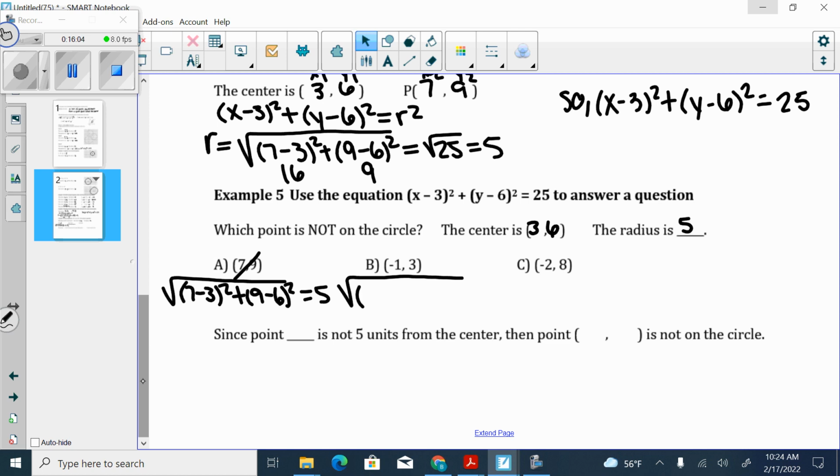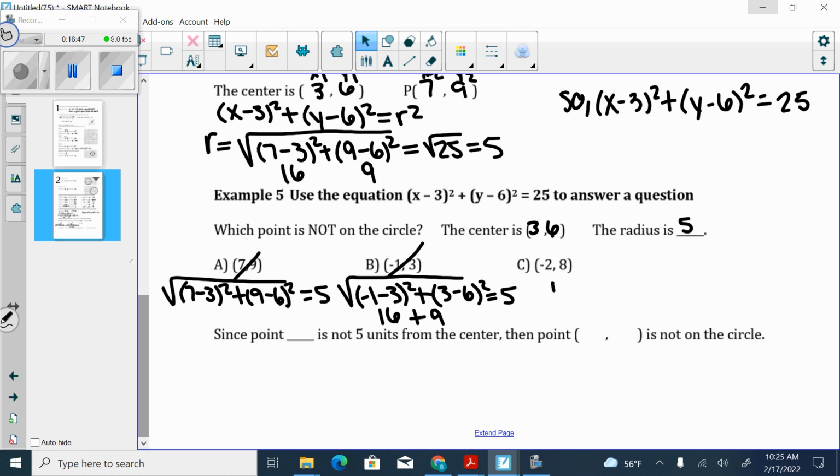So I would have negative 1 minus 3, squared, plus, what do we have in our next parenthesis? Good. Now what is negative 1 minus 3? Negative 4, and negative 4 squared is 16. And 3 minus 6 is negative 3, and negative 3 squared is 9. So we do get 5, so it can't be that one, so it's got to be this last one, right?